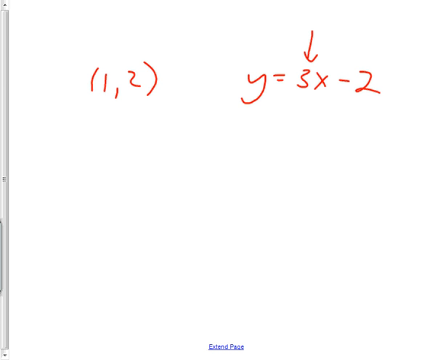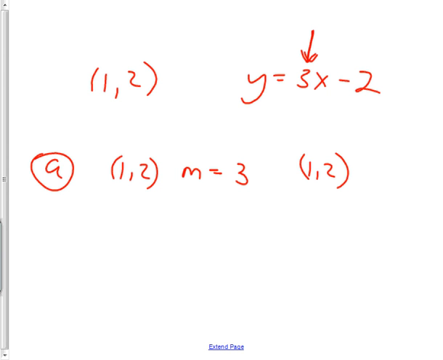There's the slope. So now, if they have given you a point and they've given you a slope, what could you do with it? Point-slope. And that's what you're supposed to do with it. In part A, you're supposed to find a line that's parallel to this, so it would have the same slope. You'd use the point (1, 2) and the slope would be 3.